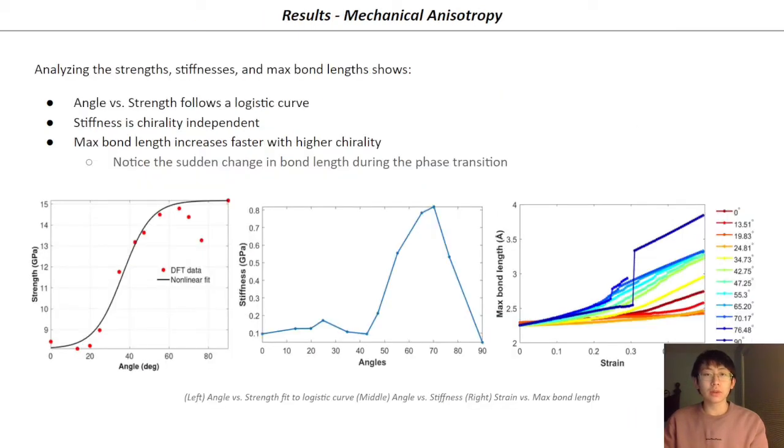Apart from the phase transition, we can analyze the anisotropy of phosphorene layers. Here, we generally see that the higher chirality results in higher bond length. Additionally, angle and strength are logistically correlated, whereas stiffness is chirality independent.